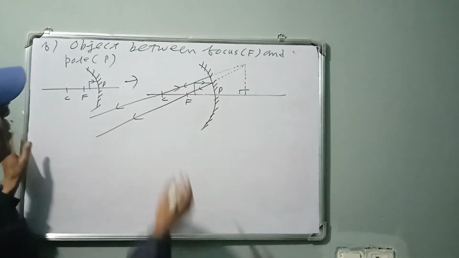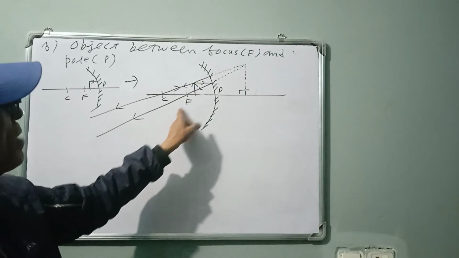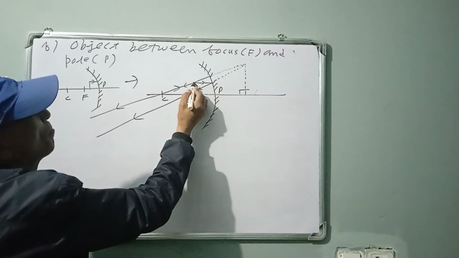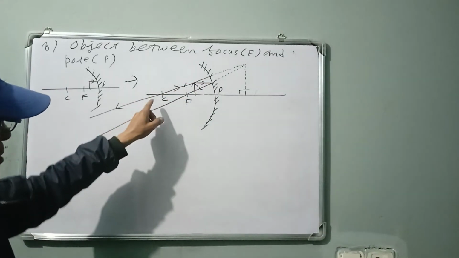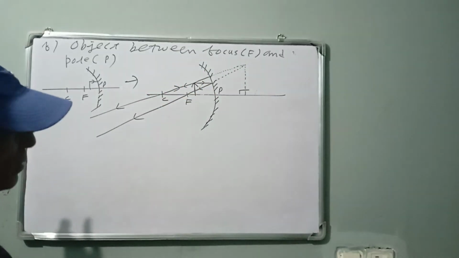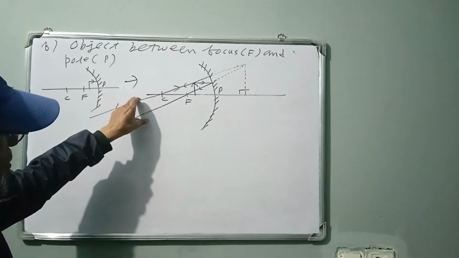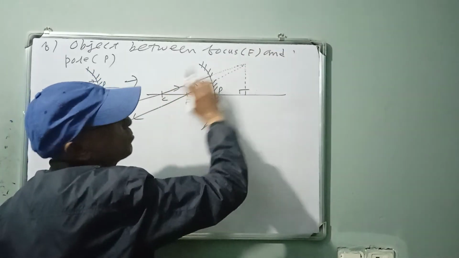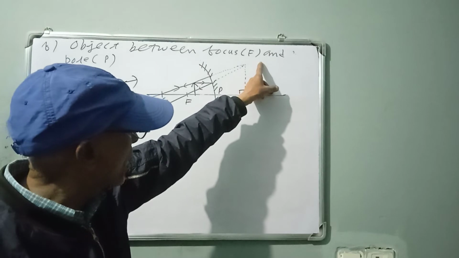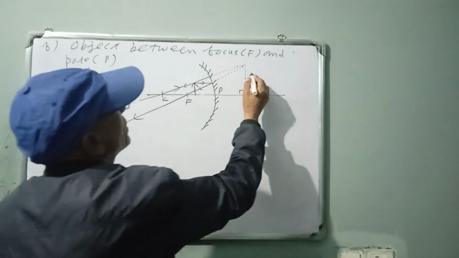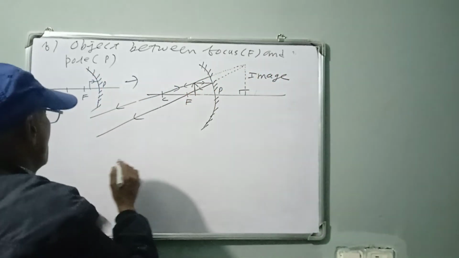See, the object is placed between focus F and pole P. A parallel ray passes through the focus. Another ray which passes through the center of curvature will return back. So the two reflected rays don't meet each other. So where will they meet? You have to produce them back. The two rays seem to meet. They seem to diverge from this point. So this is the image. This is the object.